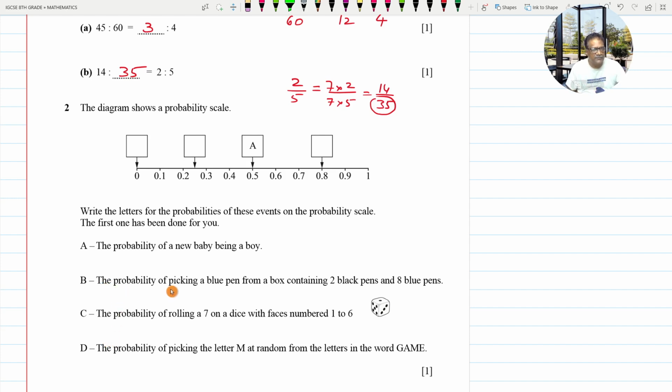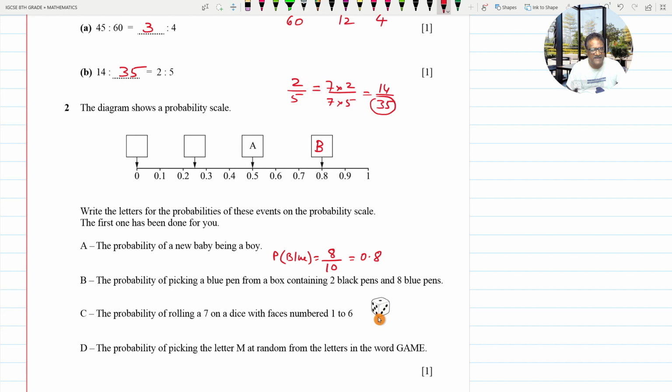B is the probability of picking a blue pen from a box containing 2 black pens and 8 blue pens. So this probability of getting a blue pen should be 8 out of 10. This should be the probability of blue, and 8 out of 10 is nothing but 0.8. So 0.8 on the scale is over here, and here I am going to write B. Now C is the probability of rolling a 7 on a dice with faces numbered 1 to 6.